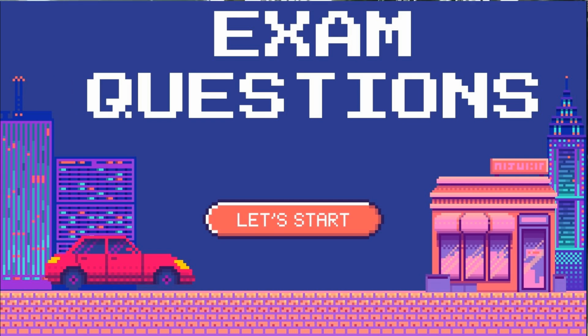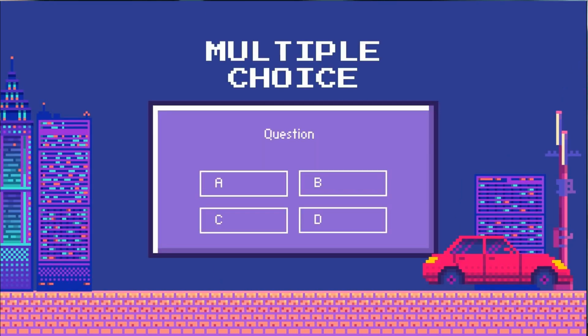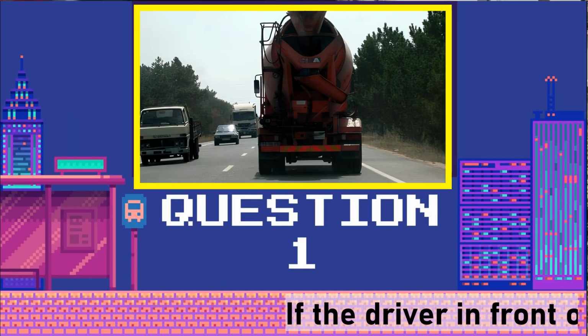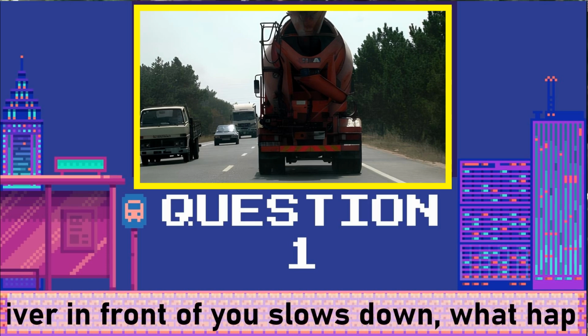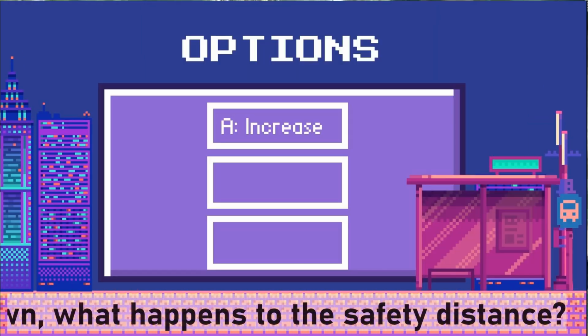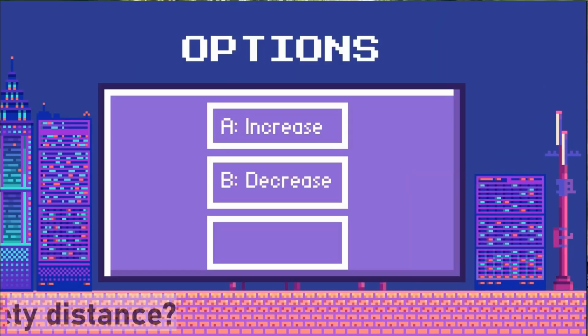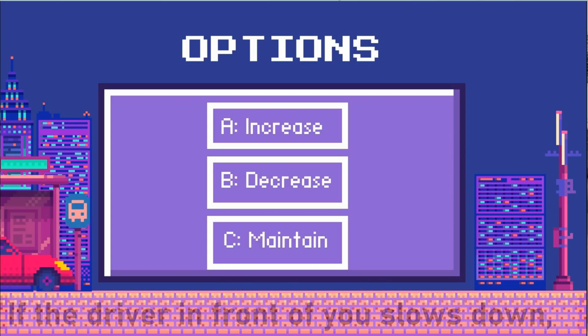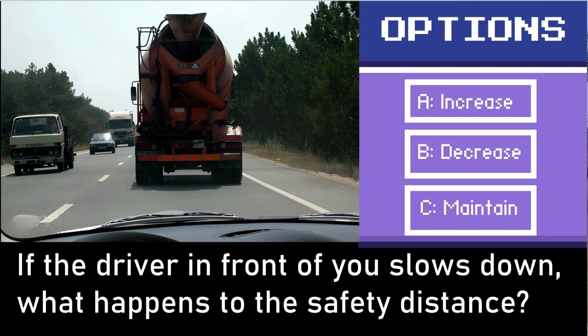Now let's apply what we've learned with some practical questions. Question number 1 on screen with multiple choice answers. If the driver in front of you slows down, what happens to the safety distance? A. Increase, B. Decrease, or C. Maintain. In this type of question, the IMT wants to see what happens when speeds change.